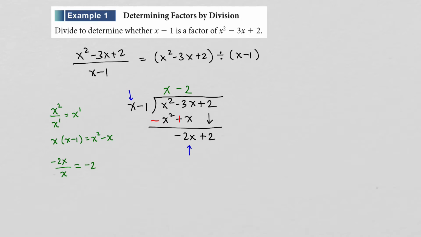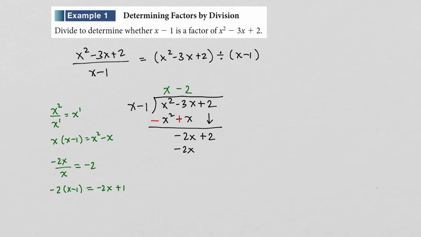And then from there, we're going to multiply like we did before. So we're going to multiply negative 2 times x minus 1. And this is negative 2x plus 2. So when I multiply negative 2 times x, we get negative 2x.